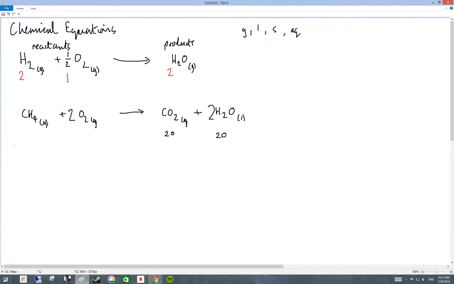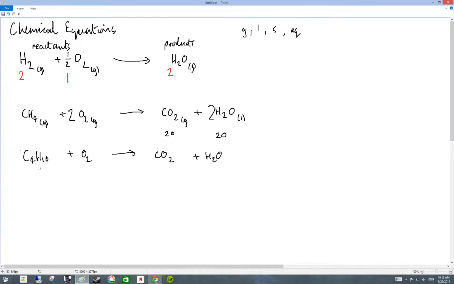Let's just do one other combustion one. Let's pick something a little bit more complicated. C4H10 is butane gas used in camping gas stoves, and again it makes carbon dioxide and water if it burns completely.